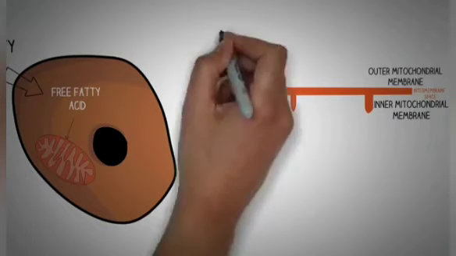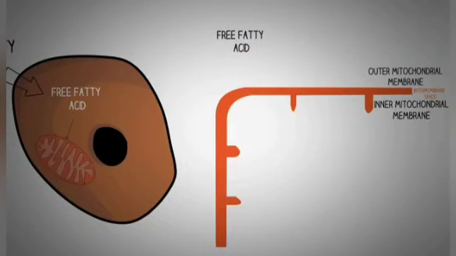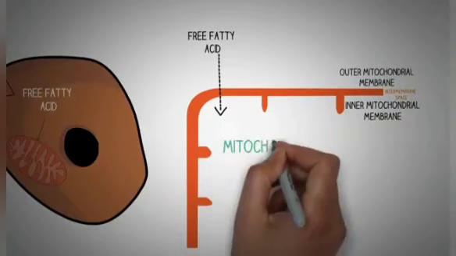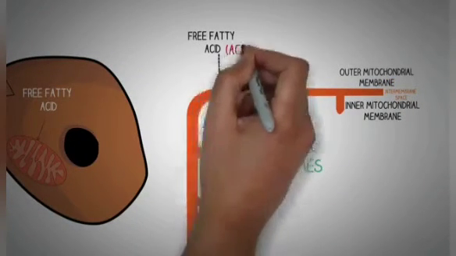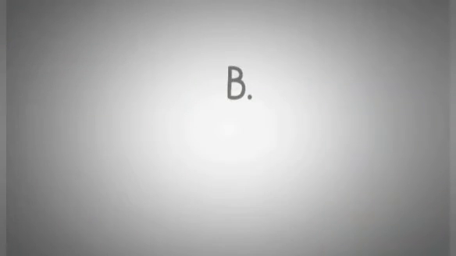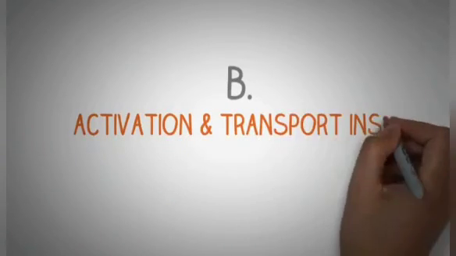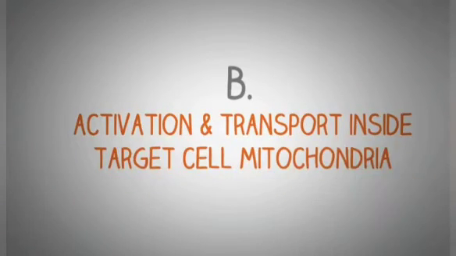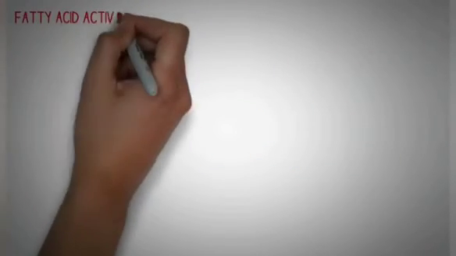The matrix of the mitochondria is important because it contains all the enzymes that are required for the beta oxidation of fatty acids, as well as the enzymes for Krebs cycle and electron transport chain. Before the free fatty acid can be transported into the mitochondrial matrix, it must be activated. So let's talk about the next part, that is the activation and transport of free fatty acid inside the target cell mitochondria. So first, talking about the fatty acid activation.